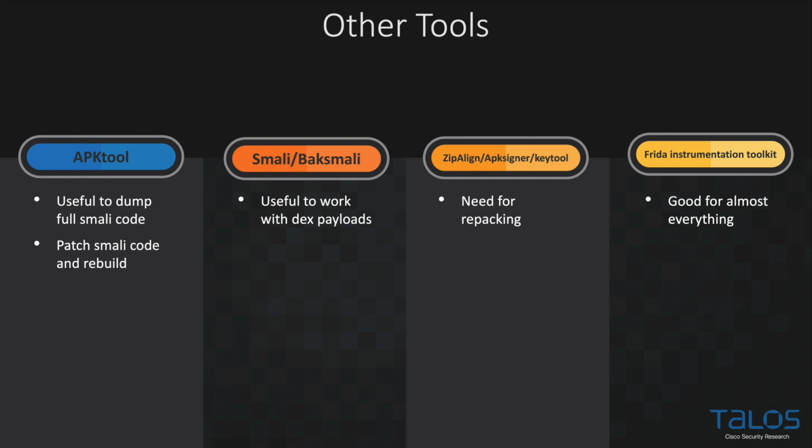Then if you do patching, you'll need zipalign, apksigner and keytool to generate the key, to align the zip, and finally to sign the zip so that you can install it on the Android. And we have also Frida, the instrumentation toolkit, which I have in this webinar.